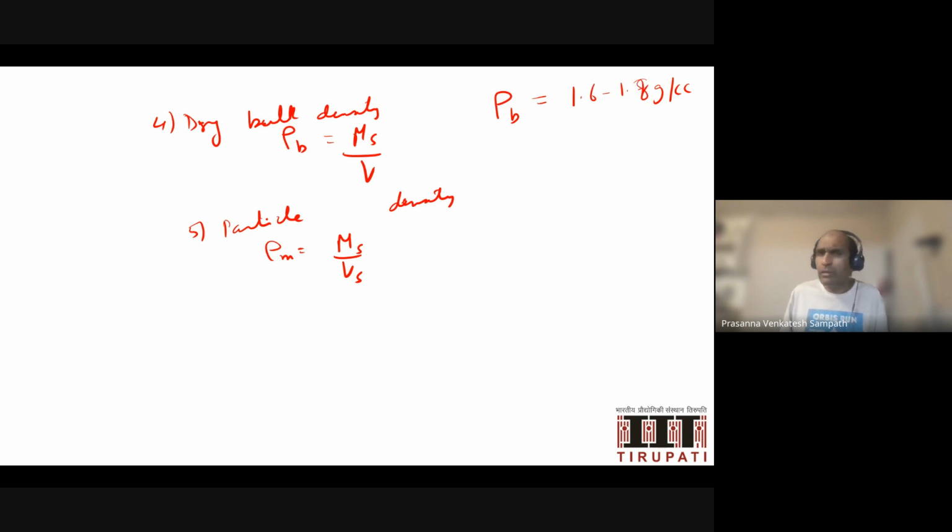The dry bulk density is typically around 1.7, 1.65, around that range. And then we define this other parameter called the particle density, which is the mass of soil, or the mass of solids, divided by the volume occupied by the solid. Now, I have a question. Will rho m be less than or greater than rho b?